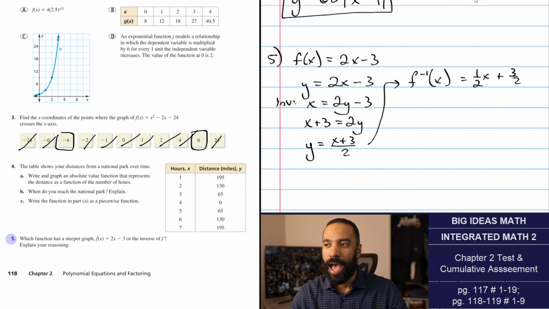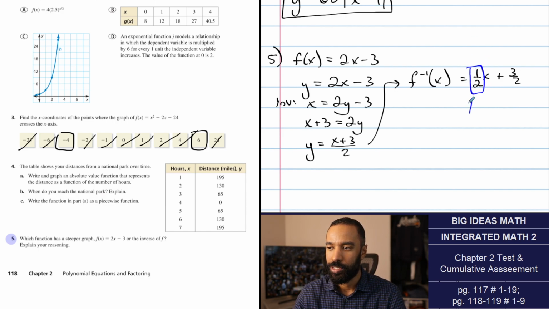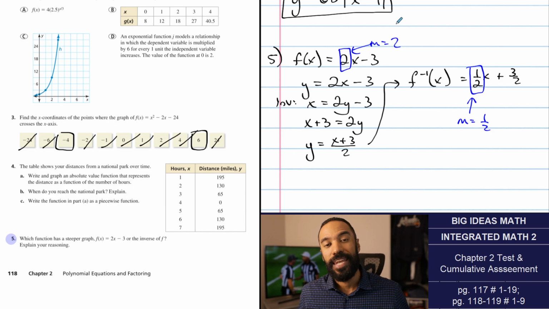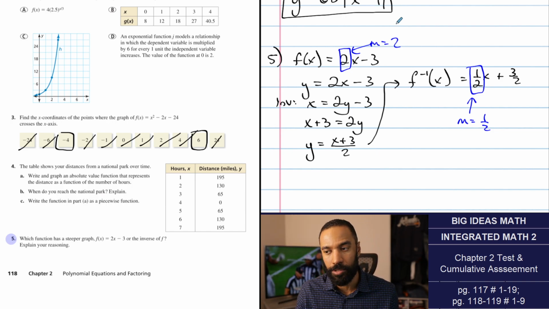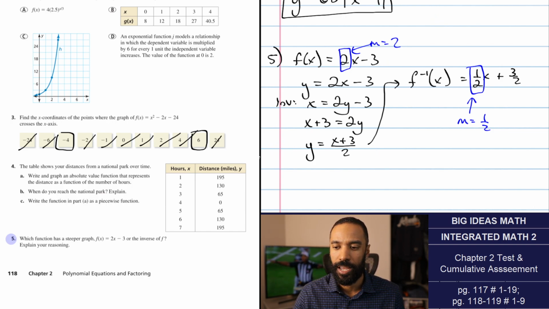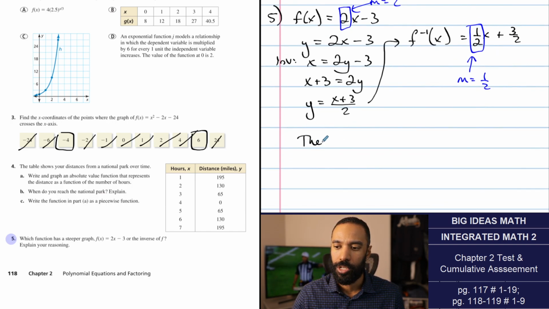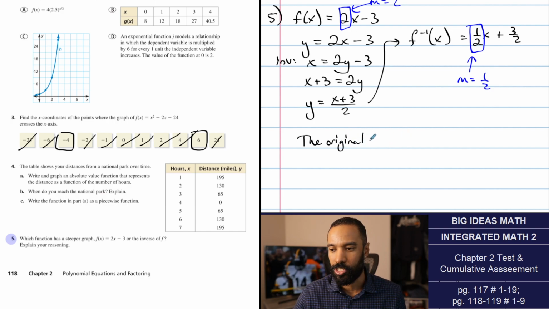Okay, now, 1/2 is the slope of the inverse, so that guy is 1/2. The original was 2. 2 is a steeper slope than 1/2. Even negative 2 would be a steeper slope than 1/2. It would be going down 2 and over 1, but that's still steeper. So the original function has a steeper slope. The original function, what they say, steeper graph, has a steeper graph. Function, but it's all based on slope. Slope-intercept form.